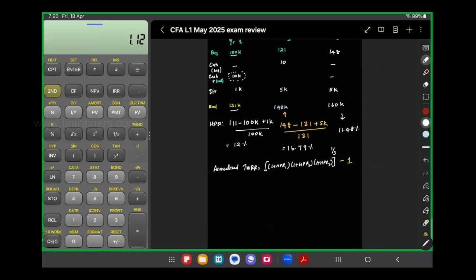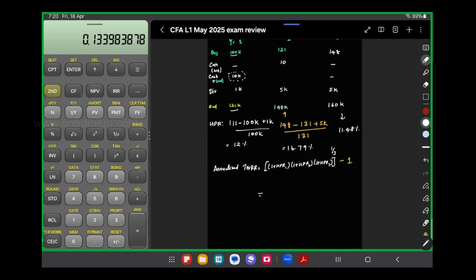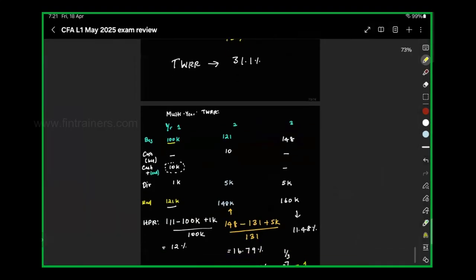Let's do this one. 1.12 multiplied by 1.1679 multiplied by 1.1148. All right, so now take the third root, y power x, 3, 1 by x, minus 1. So my annualized TWRR is 13.39.